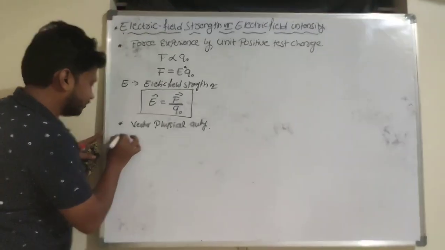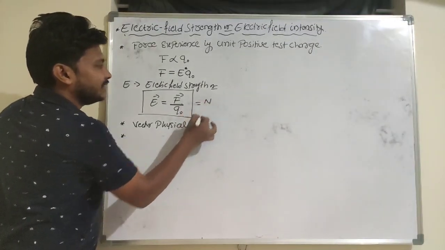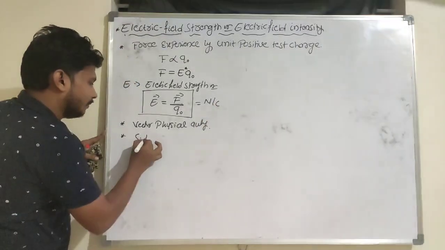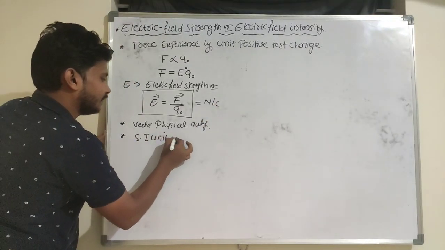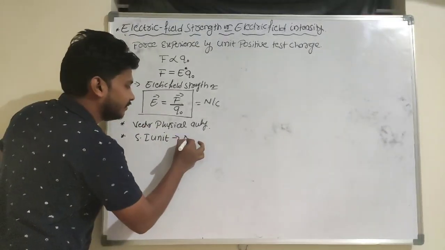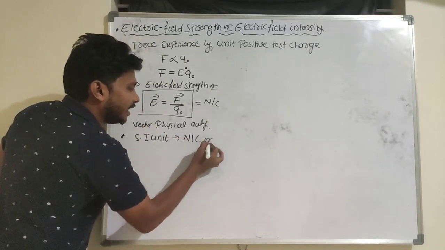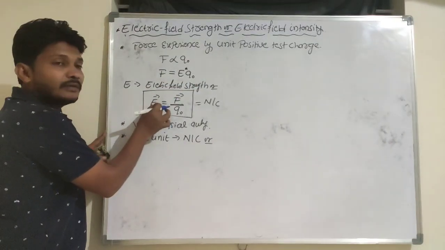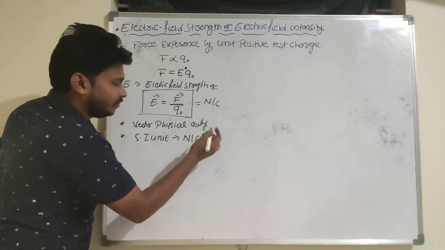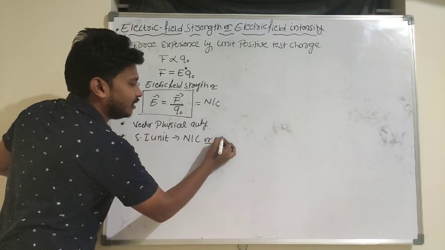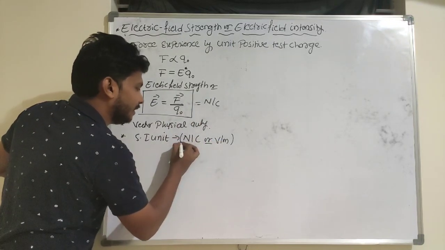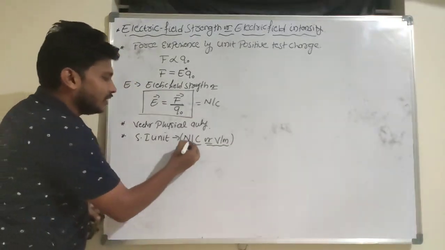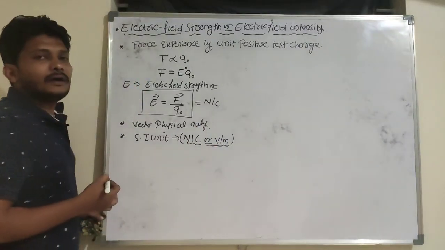What is the SI unit for electric field strength? Force is in terms of Newton. What is the SI unit of charge? Coulomb. So Newton per coulomb. What is the SI unit for electric field strength? Newton per coulomb. And one more unit is there. In the next chapter you will consider the relation between field and potential. From that relation we get one more SI unit, that is volt per meter. So the SI units for electric field strength are Newton per coulomb or volt per meter.